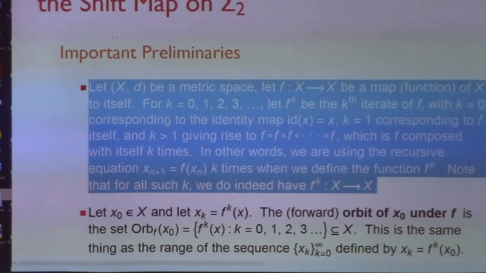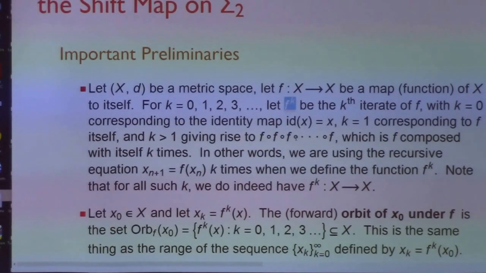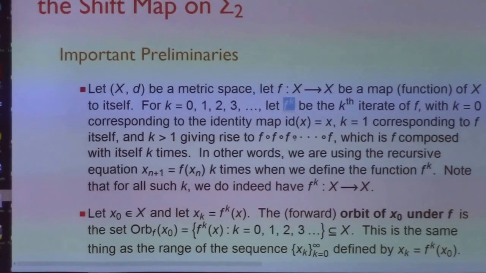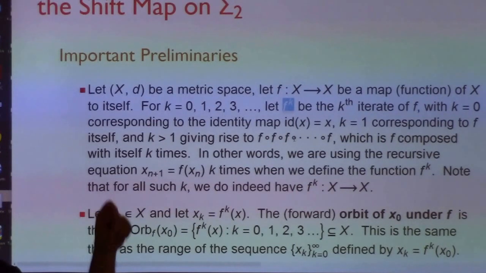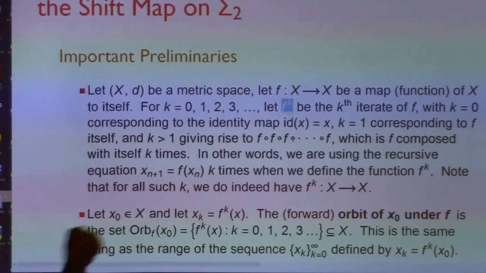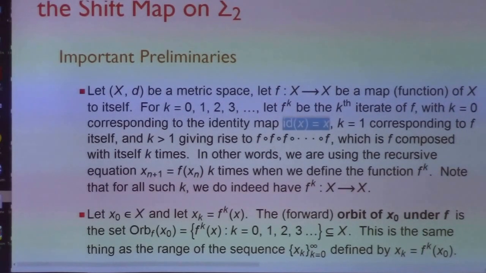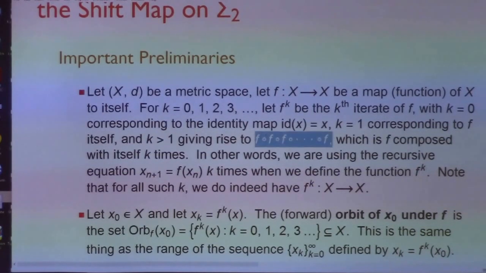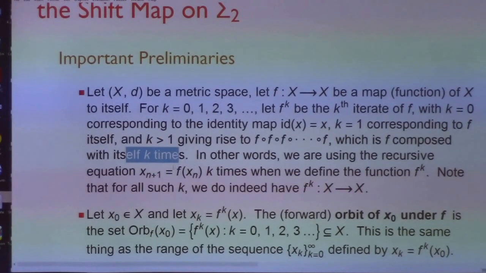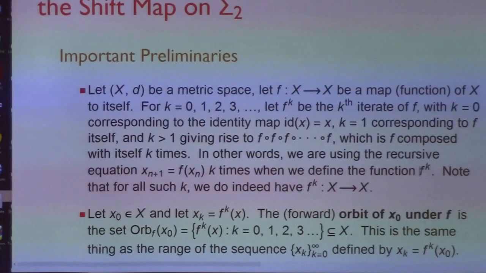You can let this notation f^k be the kth iterate. It's not the kth power, it's not the kth derivative. Actually, it's more similar to a power than it is to a derivative. You are doing something over and over and over, k times, you are iterating f k times. k equals 0 corresponds to the identity map. That maps every point to itself. k equals 1 corresponds to f itself. And when k is bigger than 1, you get f composed with itself k times. In other words, we are really using the recursive equation k times when you define the function f^k.